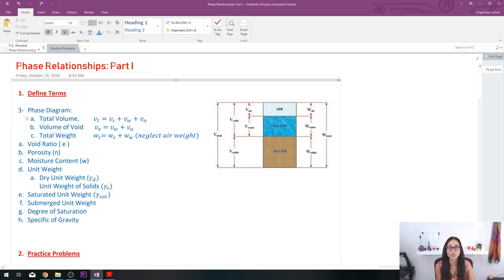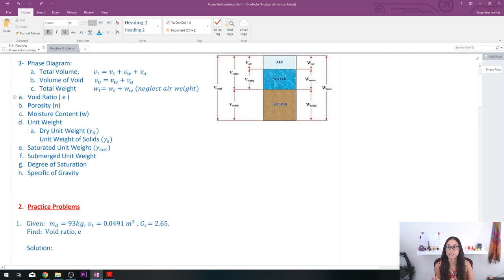So we have the total volume is equal to the sum of the volume of the air plus the volume of the water plus the volume of the solid. Now, the volume of the void is just the sum of the water plus the air, so that's what's considered void. Now, if we want to know the total weight, we usually ignore the weight of the air because it's very small, so it's insignificant and it doesn't really affect our result either way, so we usually just add the weight of the solid plus the weight of the water.